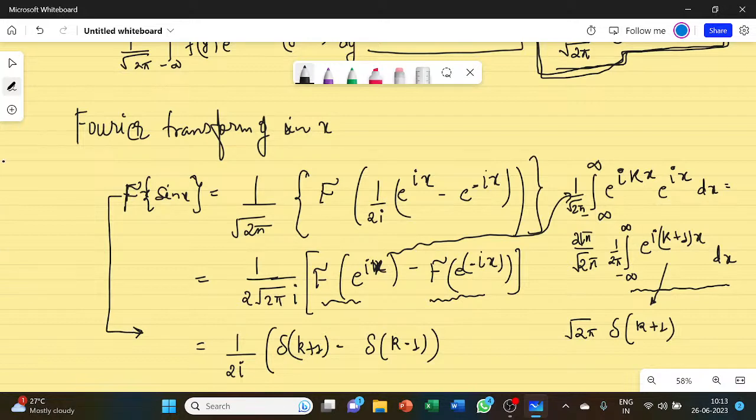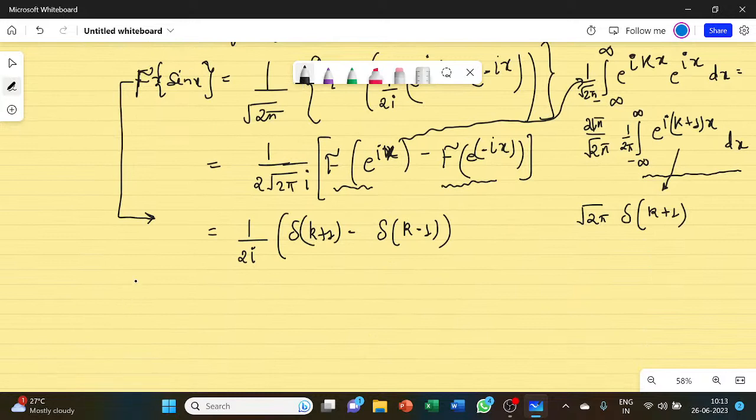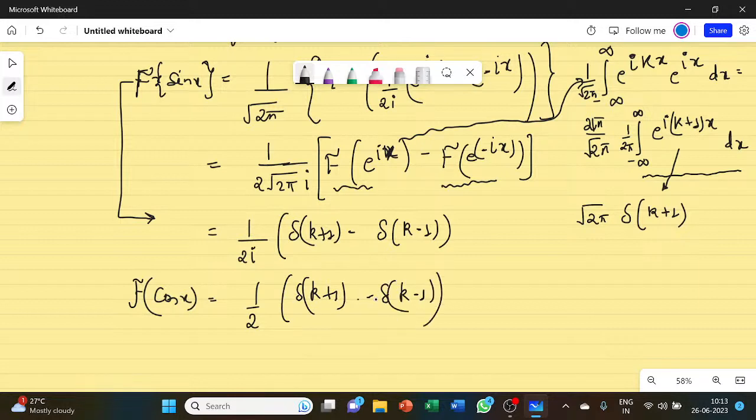Similarly, if someone asks what would be the Fourier transform of the cosine function, for the cosine function it would be 1 upon 2, Dirac of k plus 1 minus Dirac of k minus 1. Sorry, plus Dirac of k plus.